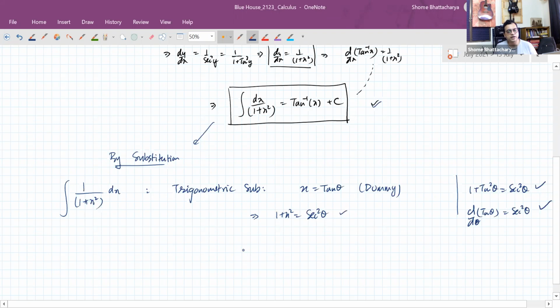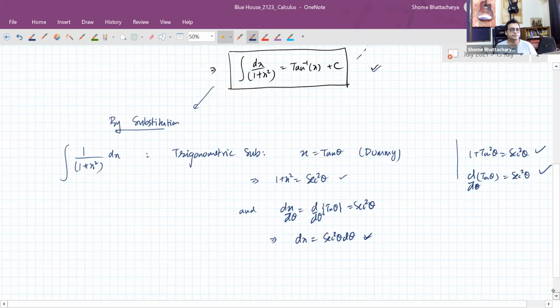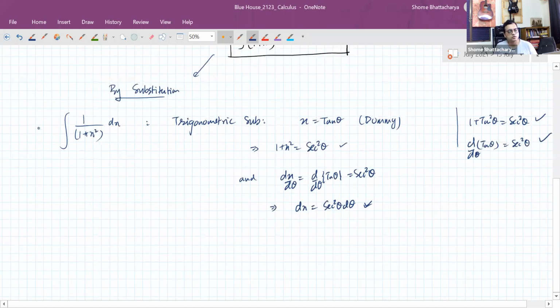So this is one thing we'll substitute, and dx by d theta is the differentiation of tan theta, so that's sec square theta. That means we can substitute dx in the numerator as sec square theta d theta. This is the second thing we can substitute. So in the original integration, we will substitute the numerator dx as sec square theta d theta, and the denominator as 1 plus tan square theta, which also becomes sec square theta.